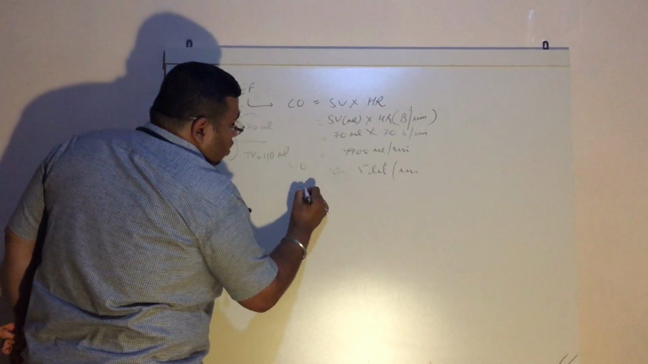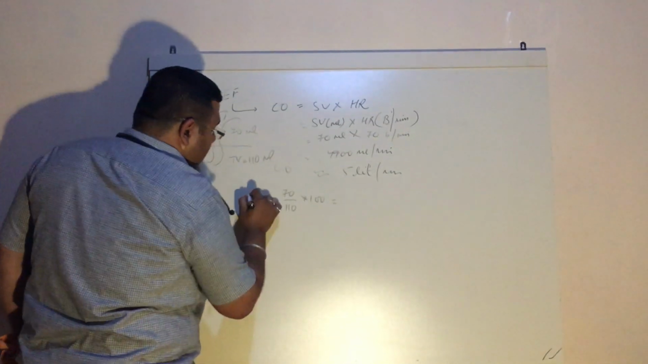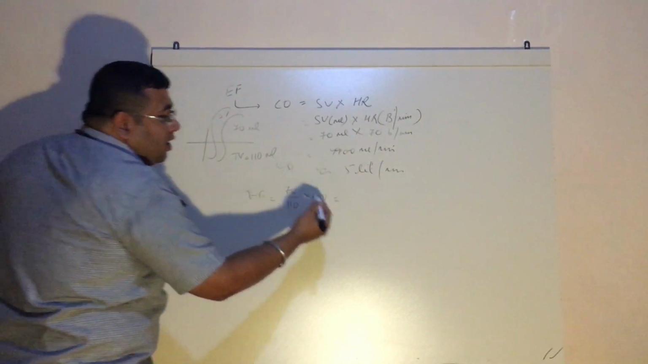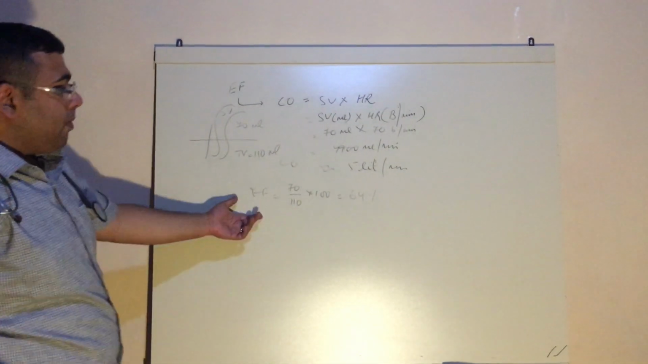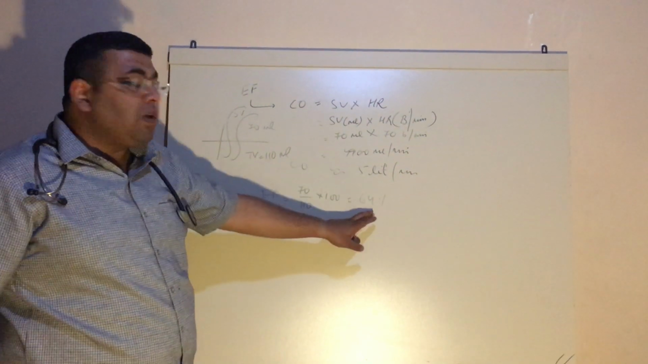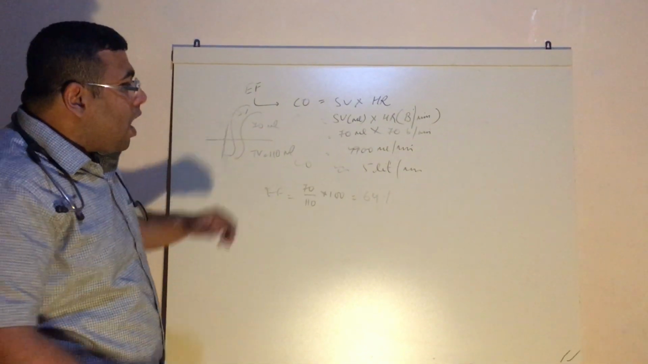So what would be the percentage going out? Let's calculate, guys. 70 by 110 into 100. The ejection fraction is roughly 64%, right guys? If you do the mathematical calculations, it will be around 64%. And this is what is called ejection fraction.